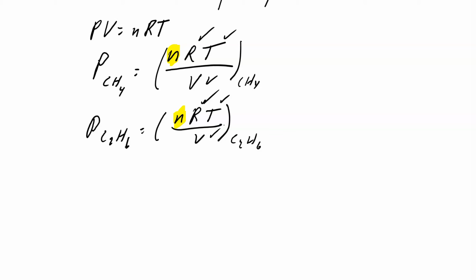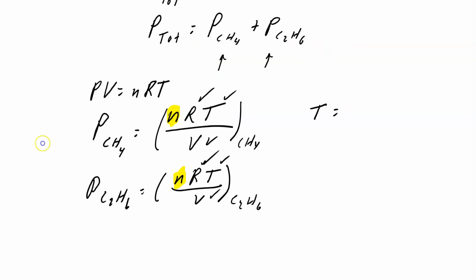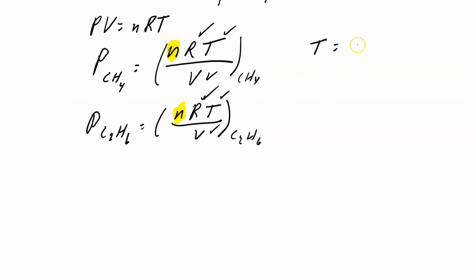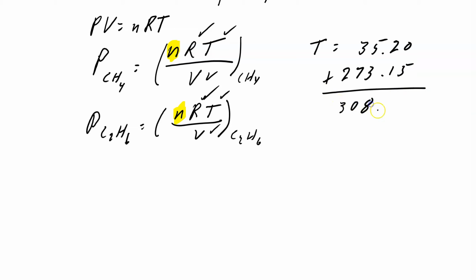The other thing we have to flag before we get started is that our temperature must be in kelvins. We're told that the temperature is 35.20. So let's take our 35.20 and add to that 273.15, and we're going to end up with 308.35 kelvins as our temperature, and of course that's going to be used in both of these calculations. So we now have, well, almost everything. We need to calculate the number of moles, so let's do that.